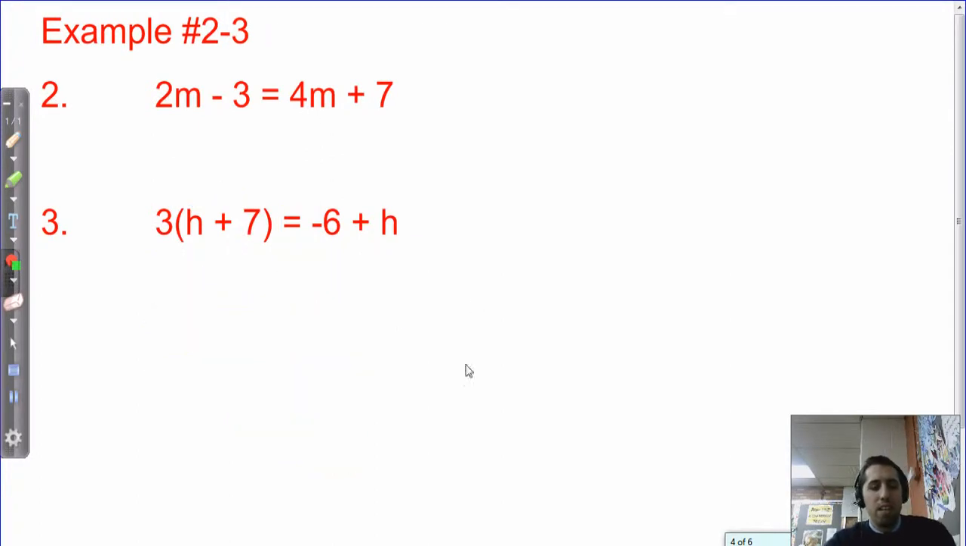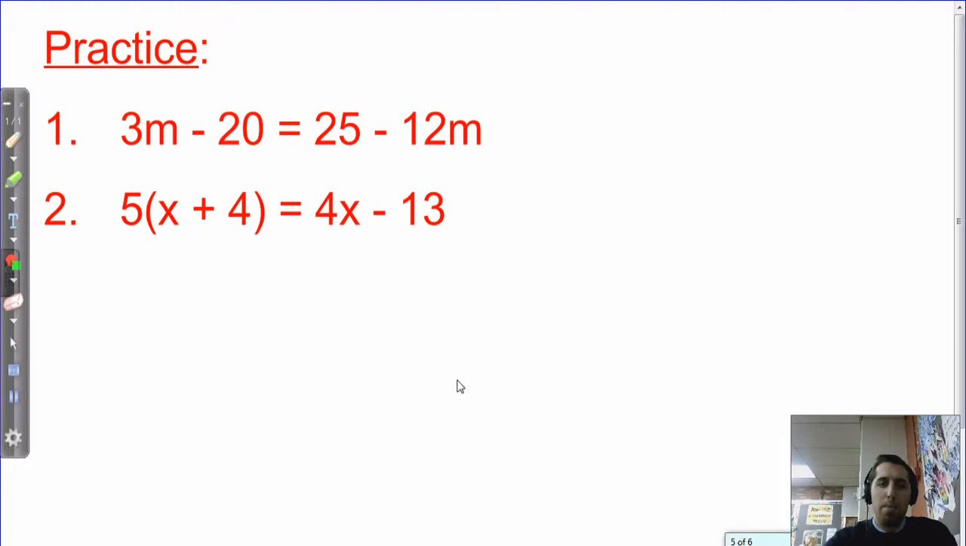All right, best of luck on your practice problems. Here they are. Number 1, 3m minus 20 is equal to 25 minus 12m. Show me what you get there. And number 2, 5 times the quantity of x plus 4 is equal to 4x minus 13. Best of luck. I'll catch you later.